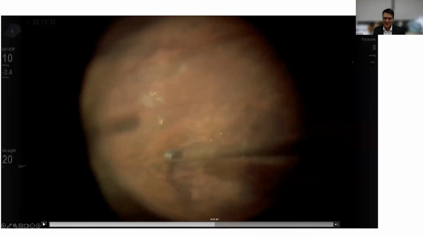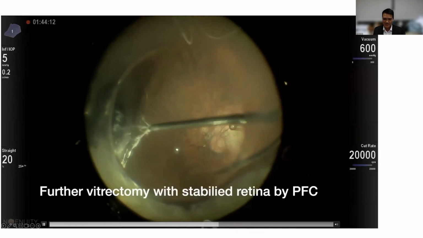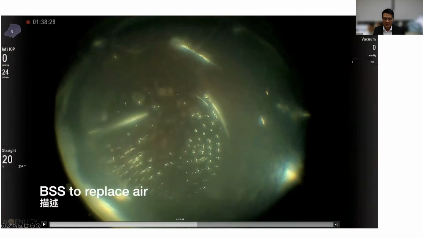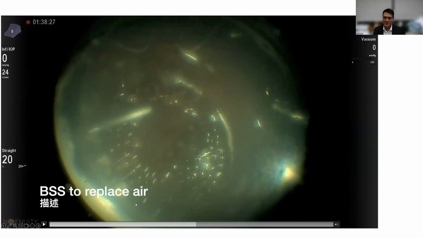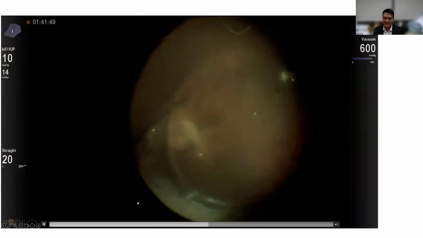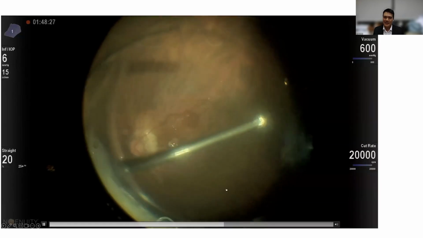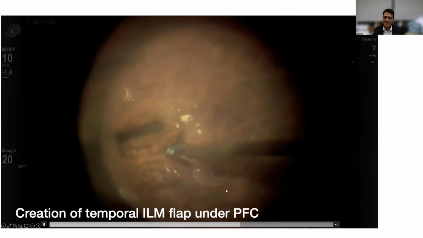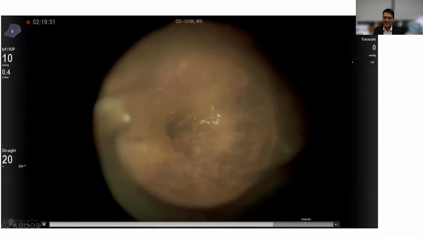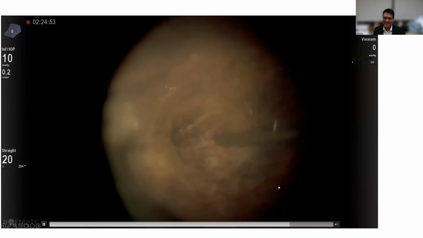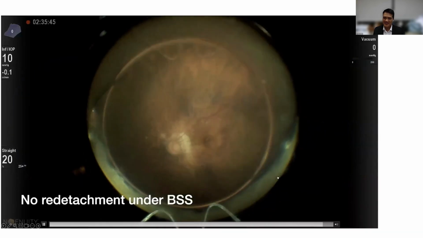And I just want to guide you through the challenging part of the surgery again. So first we have to drain the SRF under air, and then we inject PFC to cover the macular hole, and then we re-inject the BSS instead of air. And then now we have a reattached posterior pole, and now we can perform the ILM peeling under the PFCL with the aid of ILM blue. It is not easy, so I'm not suggesting that you should do it. I'm just suggesting that this is an alternative way to repair macular hole retinal detachment.